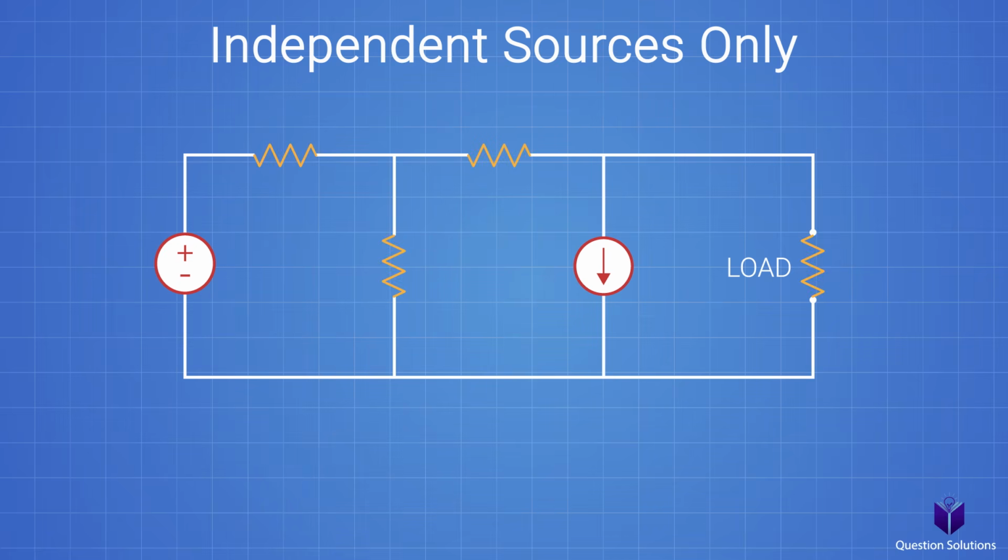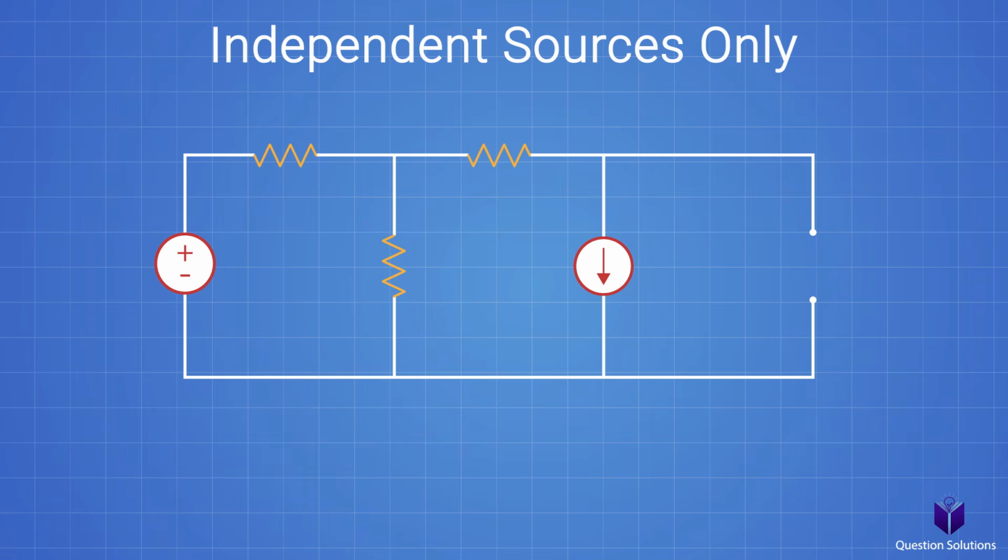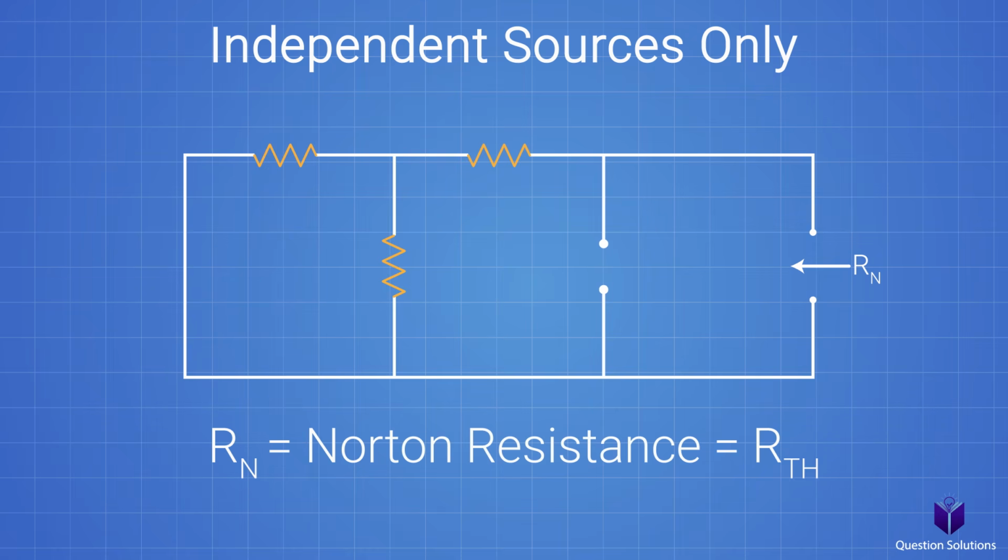In the first case, we have just independent sources. In this scenario, all we do is remove our load and create a short circuit between where our load used to be. This short circuit current is the same as the Norton current. Then we remove the short circuit and figure out the resistance between the two terminals. To do this, voltage sources become short circuits and current sources become open circuits. Now it's just a matter of adding up parallel and series resistors to get the equivalent resistance, which we call Rn or Norton resistance. Once again, this is the exact same as the Thevenin resistance Rth.